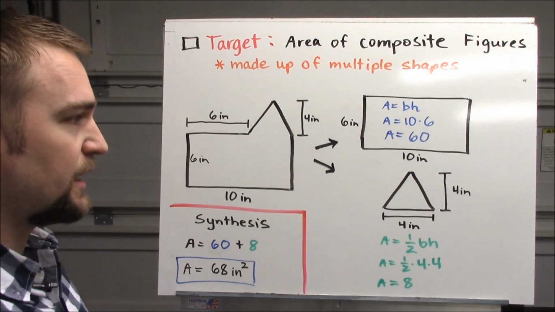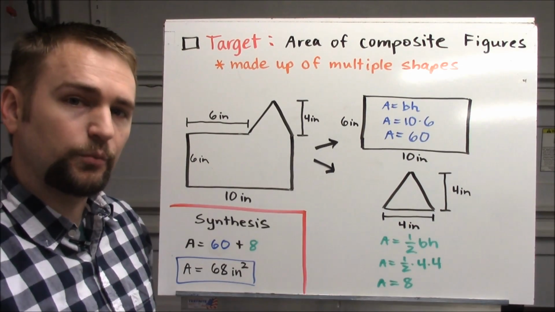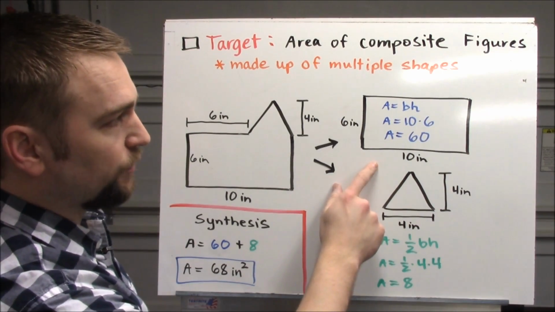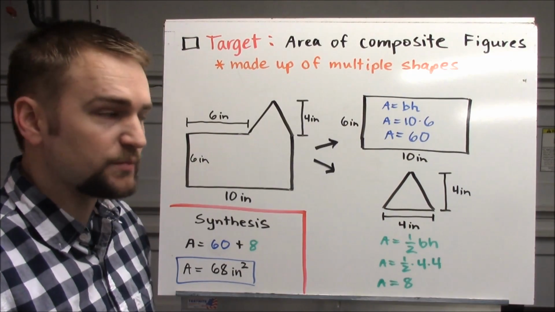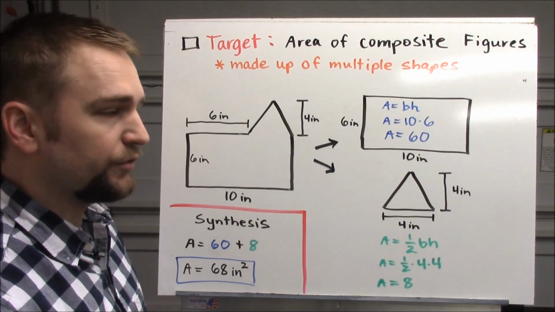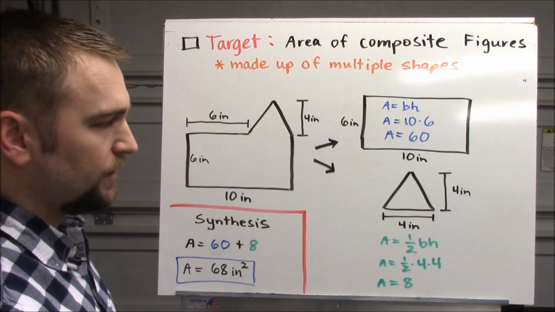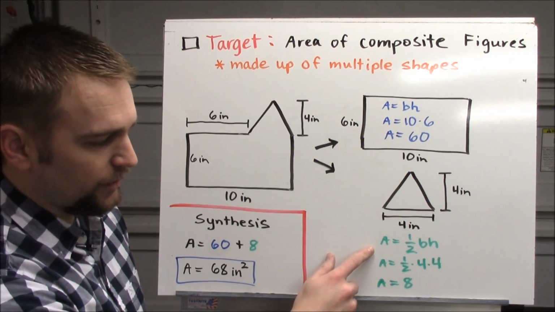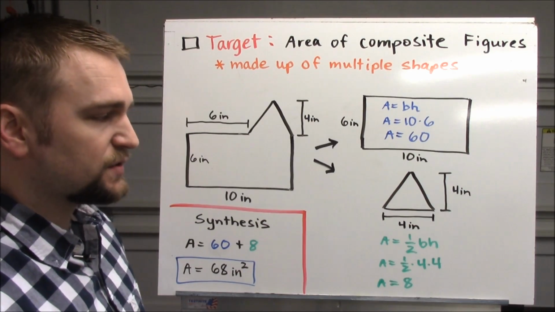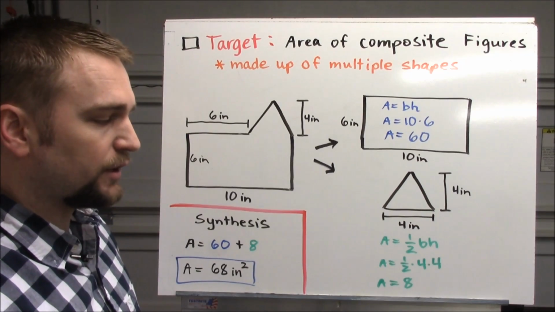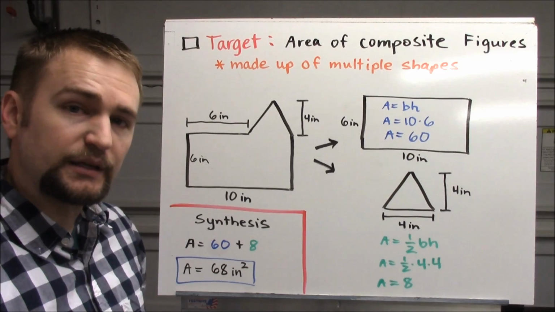So let's look at this rectangle up above here. Again, it's important to write the formula. I have the area equals base times height. When I plug in my base and my height, I have the area equals 10 times 6, and the area equals 60. Of course, it's in inches squared, but we're not quite finished yet. Now for the triangle, I have the area equals 1/2 base times height. The base is 4, the height is 4, so I have the area equals 1/2 times 4 times 4, which comes out to be 8.